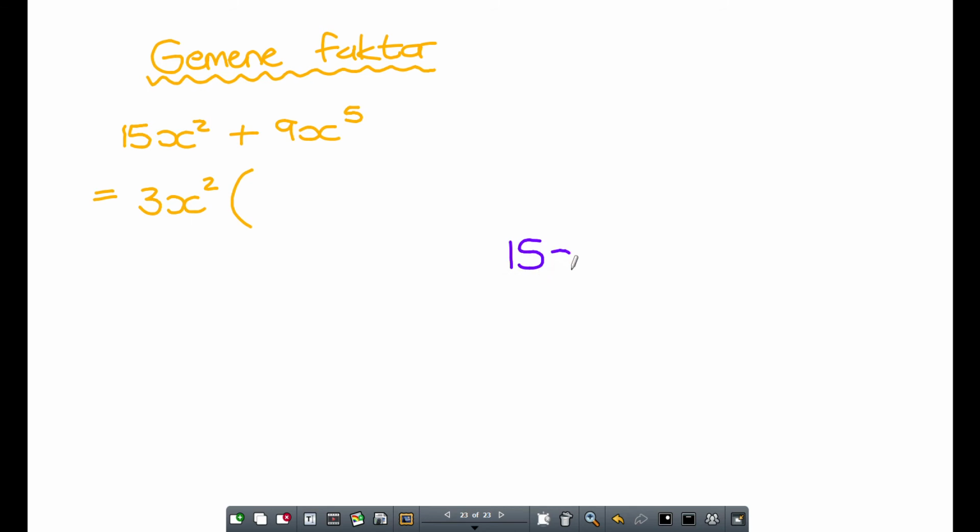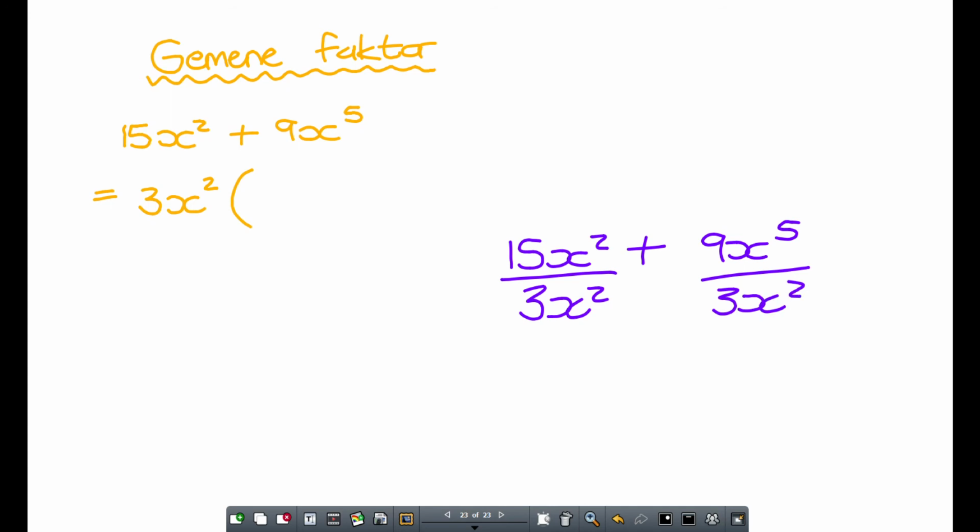Okay, ons het nou gehad 15x kwadraat plus 9x tot die mag 5. Nee? Then we decided that our common factor is going to be 3x to the power of 2. Want hulle het gesukkel om te sien wat bly oor. So then we came to the conclusion that if I were to put every term over my common factor, that's the same as dividing it into each of them. Nee. So dan kan jy hier gaan kyk. Sien jy die x kwadraat kanselleer uit. 3 gaan in homself in 1 keer, 3 gaan daarin 5 keer. So hier is 5. Okay?